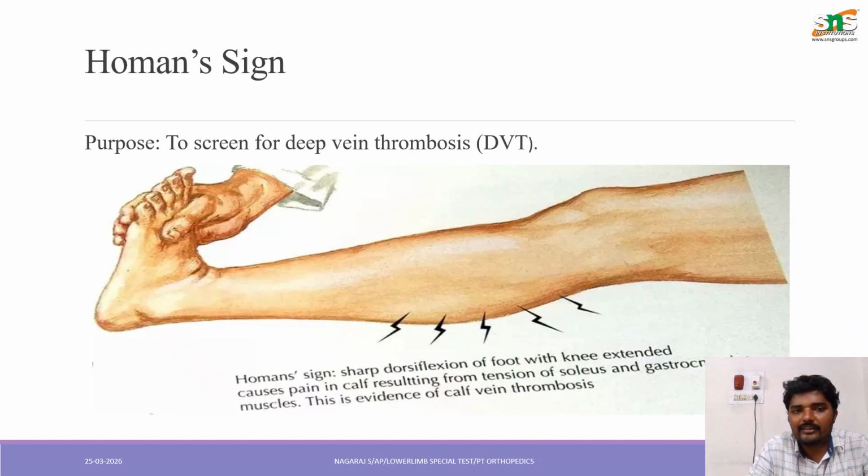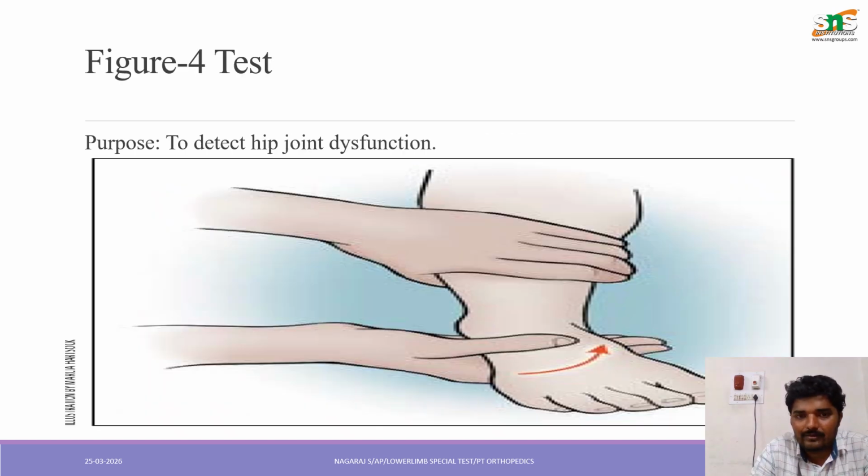Then Homan's sign is to screen for deep vein thrombosis. The patient's foot is dorsiflexed with the knee extended. Dorsiflexion of the foot with knee extension causes pain in the calf resulting from tension of the soleus and gastrocnemius muscles. This indicates the possible presence of calf vein thrombosis.